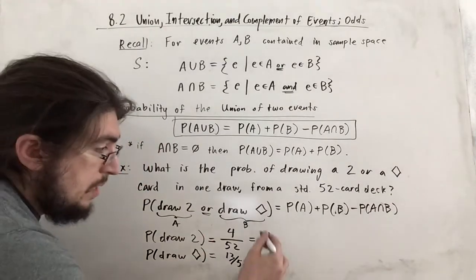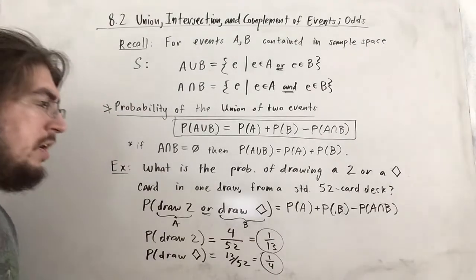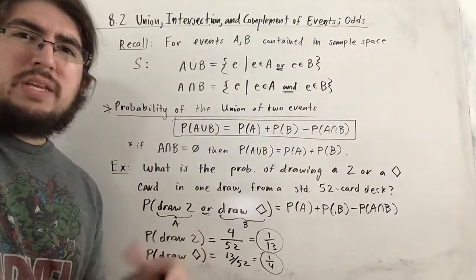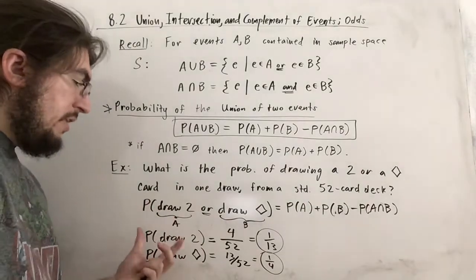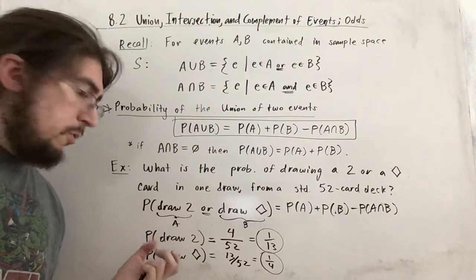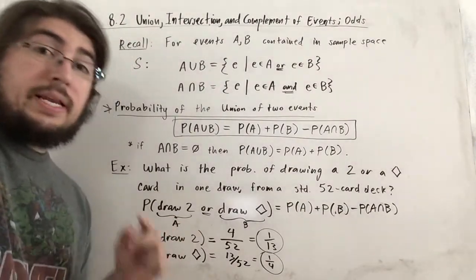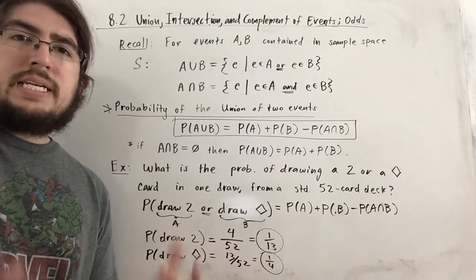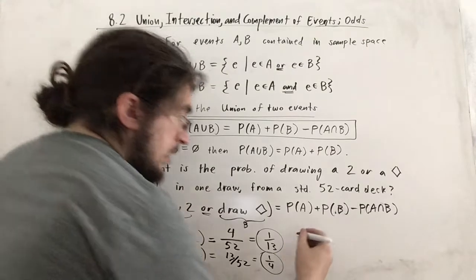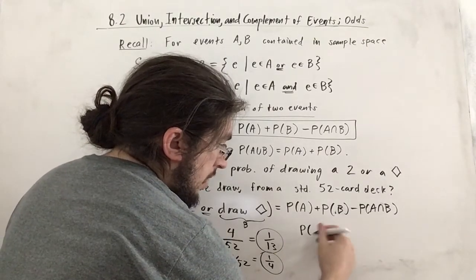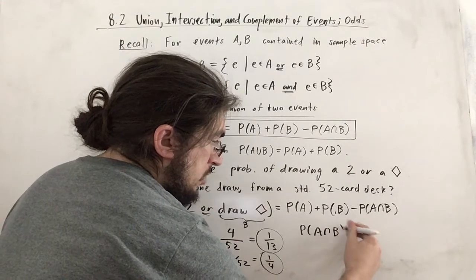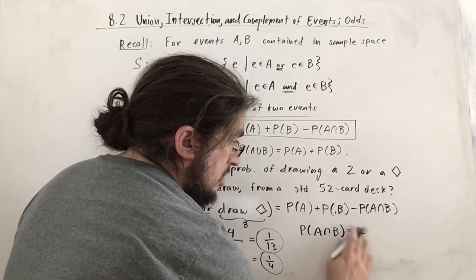So we have to add 1 over 13 and 1 over 4, and subtract the probability of the intersection. Now, this is where things get a little interesting. Is there an intersection between cards that have 2 as their rank and cards that have a suit of diamond? Yes, there is. Is there a card that is a 2 and also a diamond? Yes, it's the 2 of diamonds. So the probability of the intersection is the probability of drawing the 2 of diamonds.